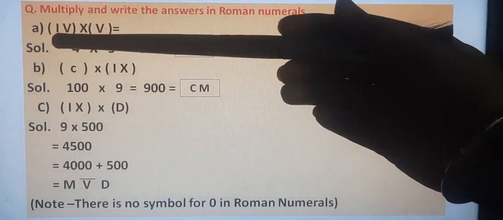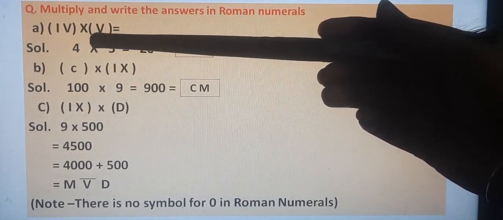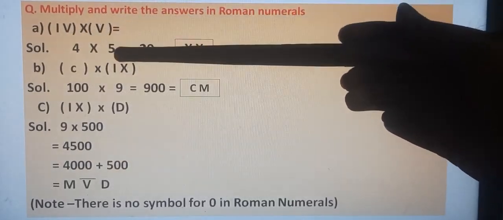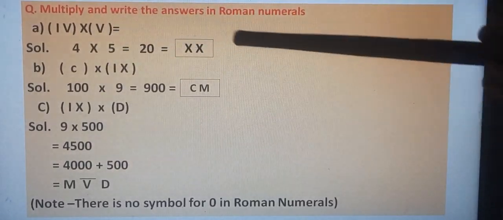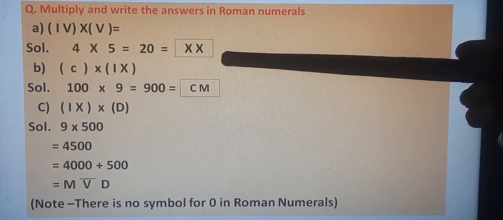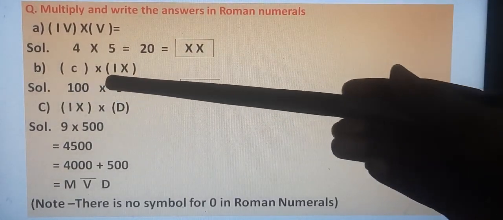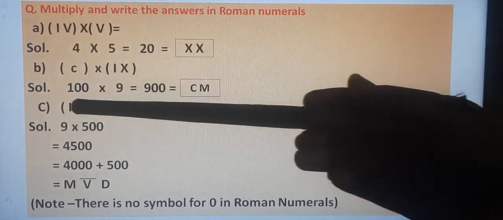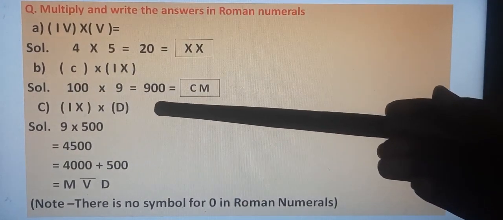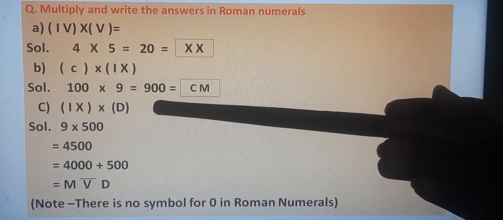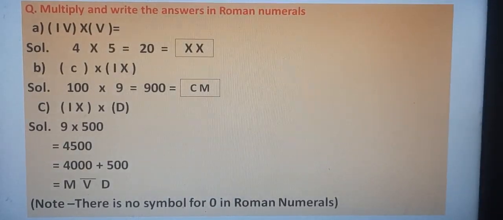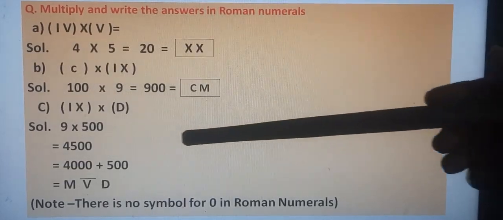So A part, IV multiplied by V. IV you know is 4, V is 5. 4 5s are 20. 20 is XX. Next is C multiplied by IX. C is 100, IX is 9. 100 multiplied by 9 is 900. 900 is 1000 minus 100, CM. Right?